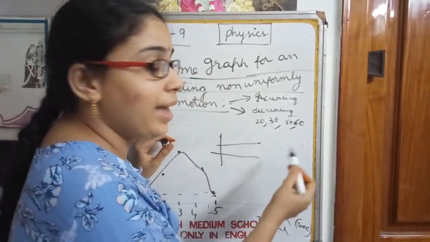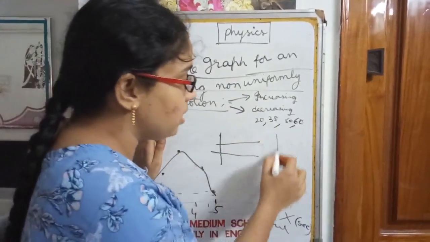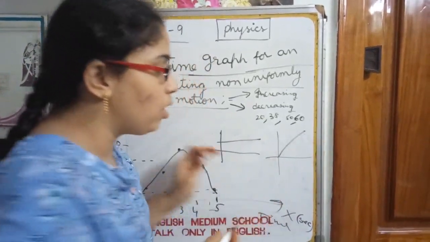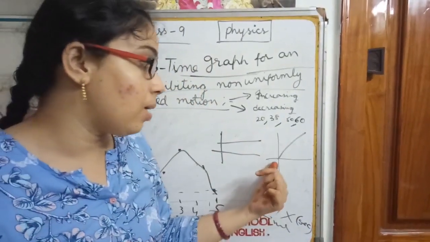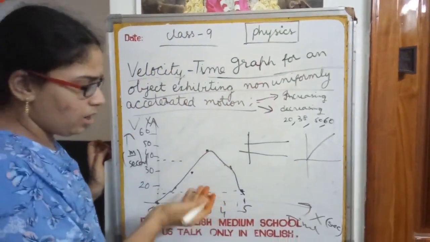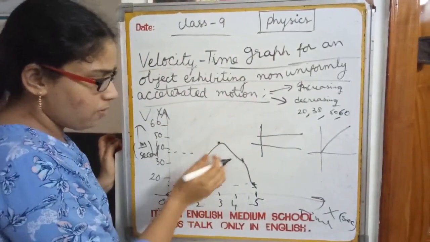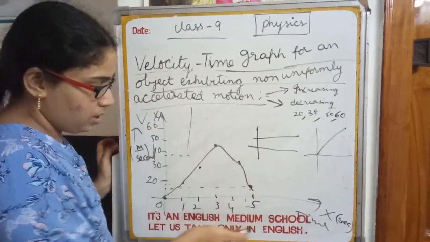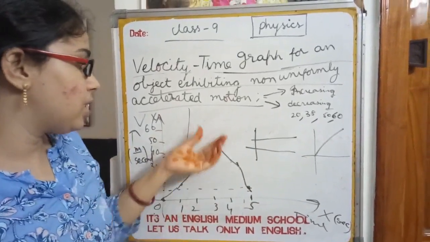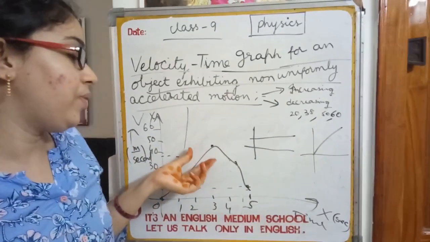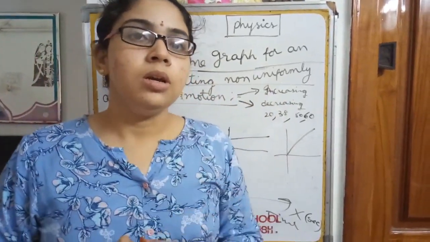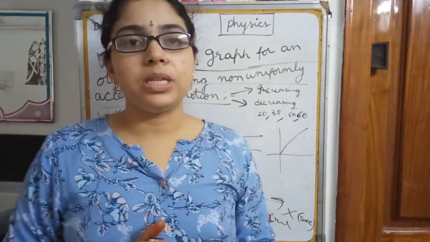The second case which we considered in the velocity time graph is an object exhibiting uniformly accelerated motion. For that we got a graph like this, which is a straight line passing through the origin. And the third case is non-uniformly accelerated motion. In this case we got a graph with an irregular shape. So in this case it shows a non-linear relation between velocity and time. So this is about the graphical representation of motion. I shall explain the other topics in the next session.